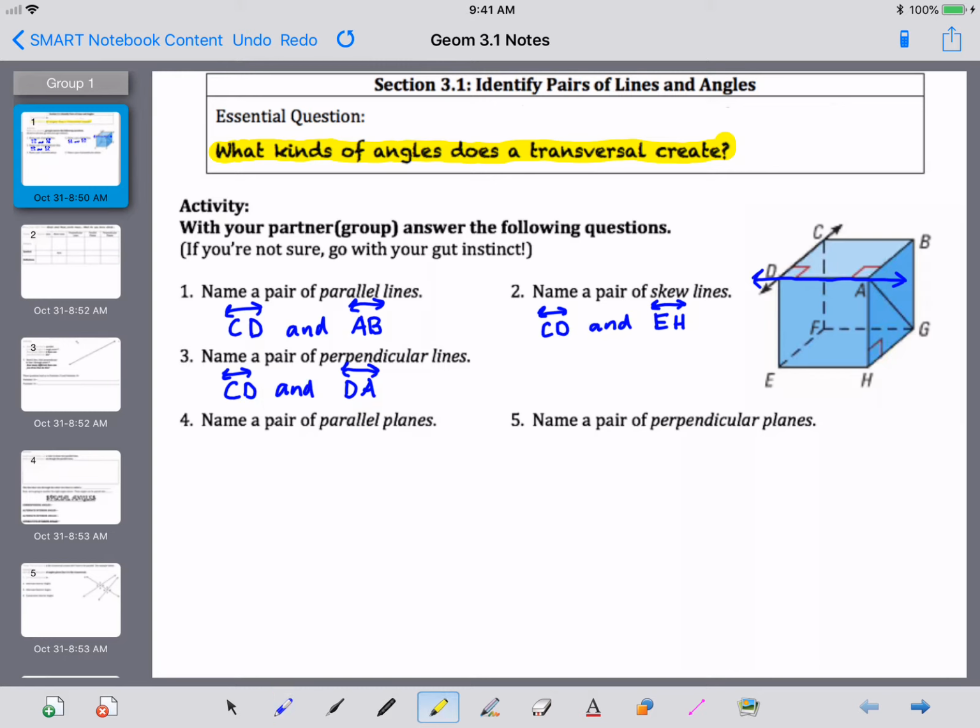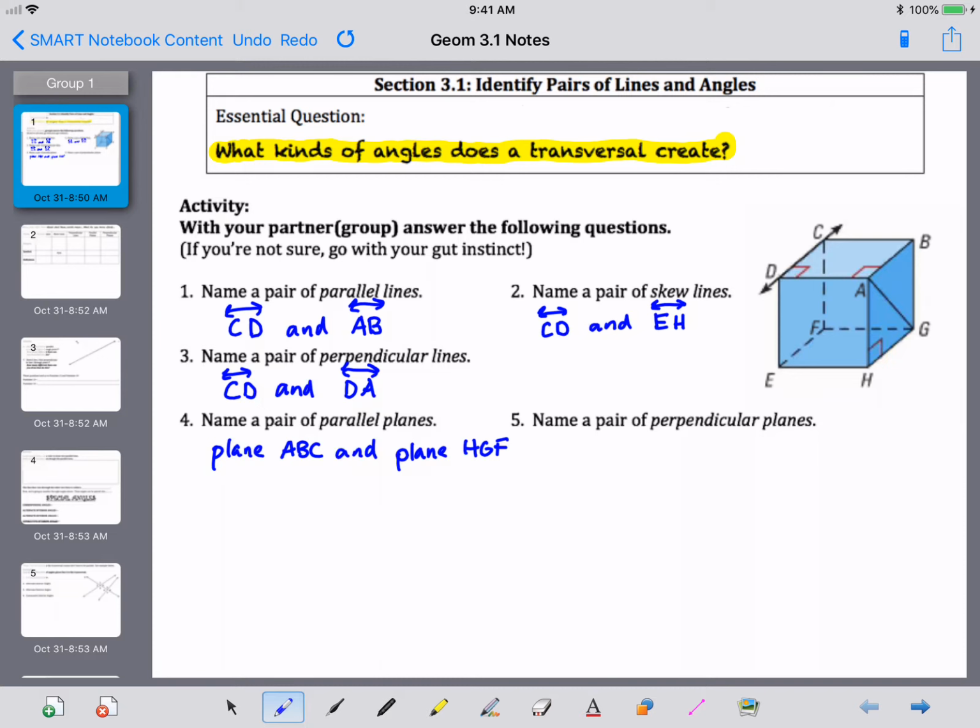Okay, a pair of parallel planes would be opposite sides of this cube. So for example, the top of the cube we could call plane ABC, and the bottom of the cube would be plane HGF. Those two planes would never intersect, kind of like if you think of the top and bottom of a box.